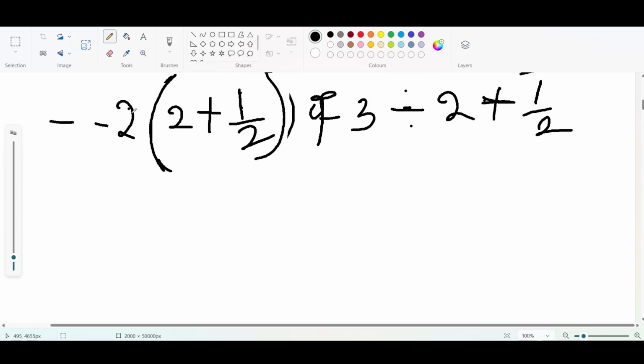So this 2 that you see here is actually multiplying the brackets. Whenever 2 or any number is written before the brackets like this, that number is actually multiplying the brackets. There is an invisible multiplication here, which is multiplying the brackets. Also, the "of" we have here is just like multiplication as well. Now here we have division, and here we have addition.